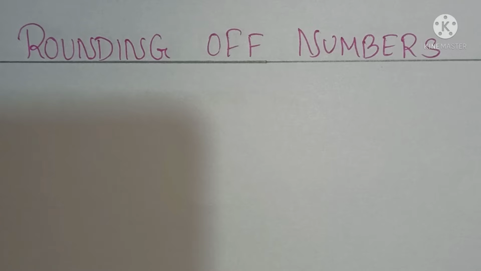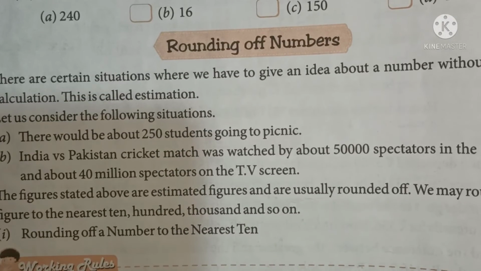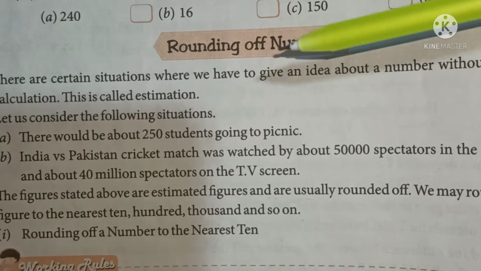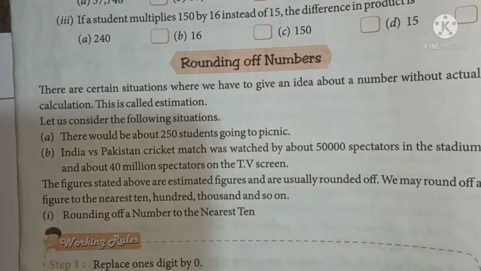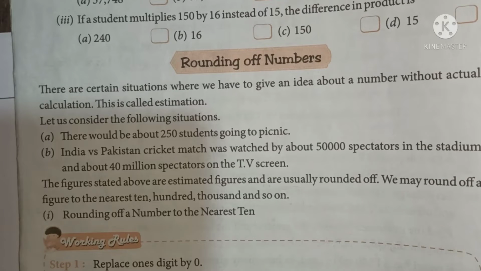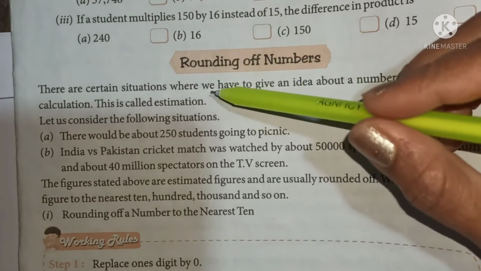So let us first understand what this rounding of numbers means. Let us read from our book. Here it is told that there are certain situations where we have to give an idea about a number without actual calculation. Sometimes we face such a situation where we have to just give an idea without actually calculating the real value. This is called estimation.